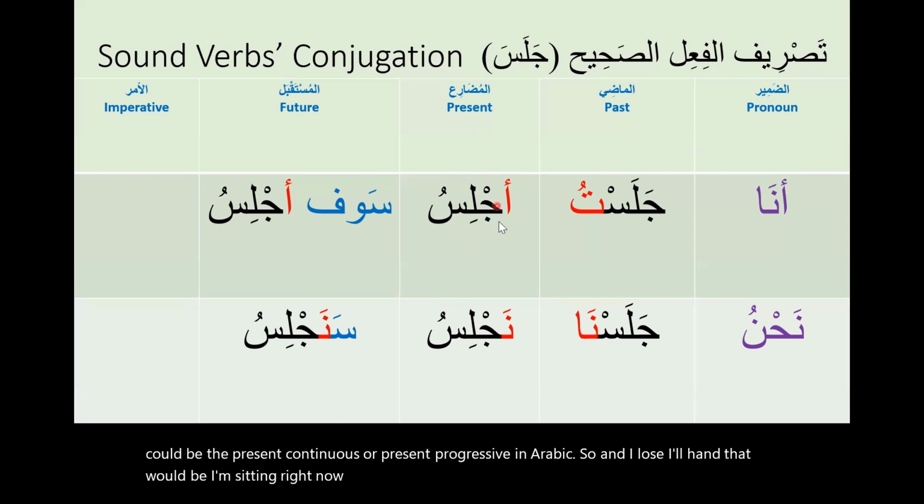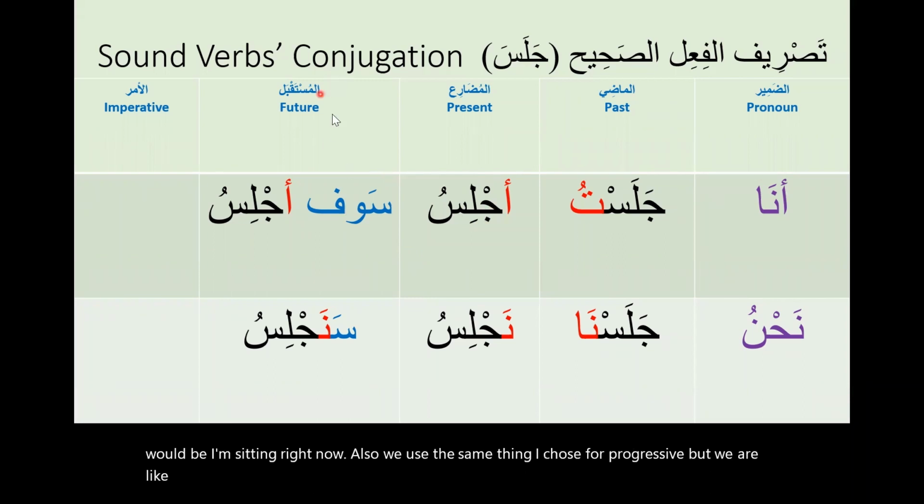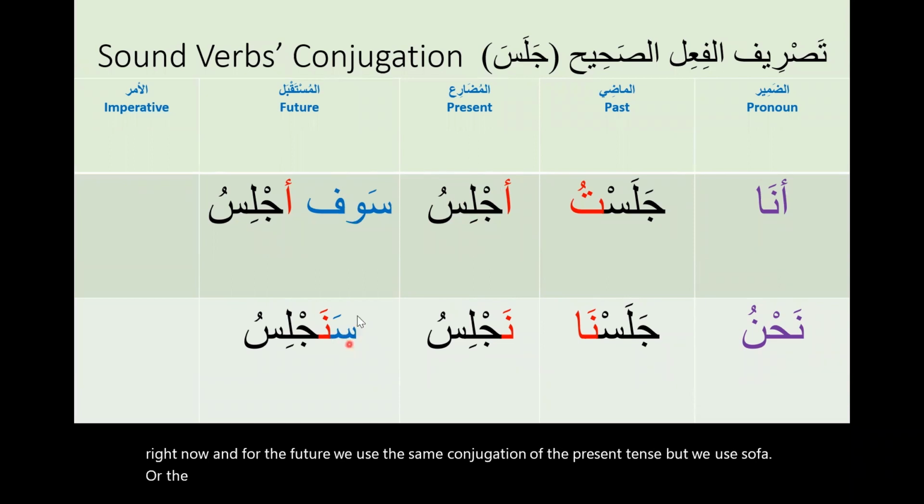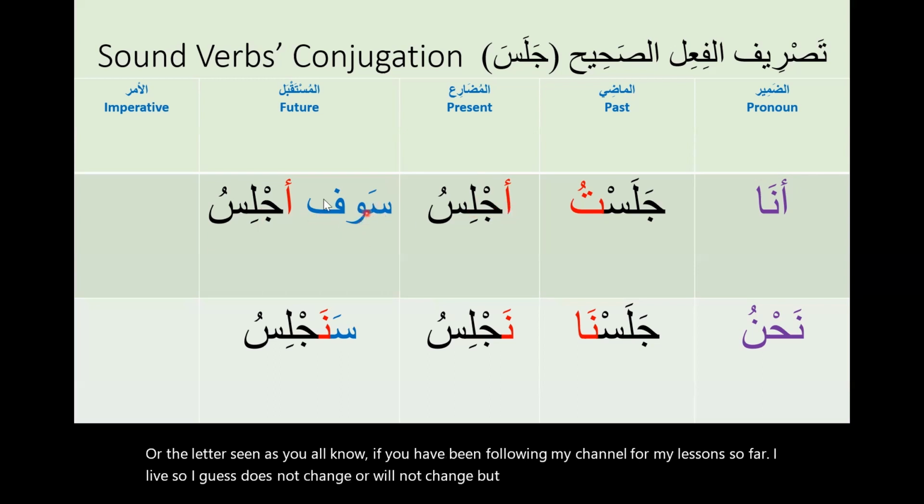Also, we use the same thing, ajlus, for progressive, but we add al-an, like right now. And for the future, we use the same conjugation of the present tense, but we use sawfa or the letter sin, as you all know, if you have been following my channel or my lessons. So sawfa ajlus. So ajlus does not change, but we add sawfa up front.